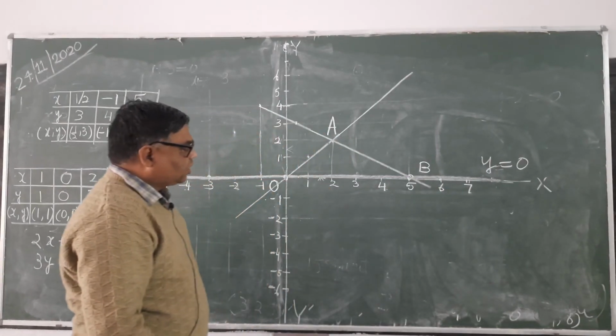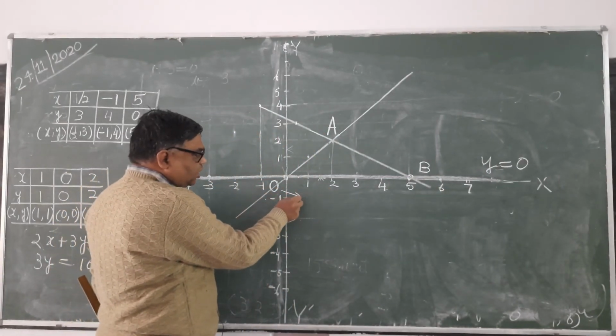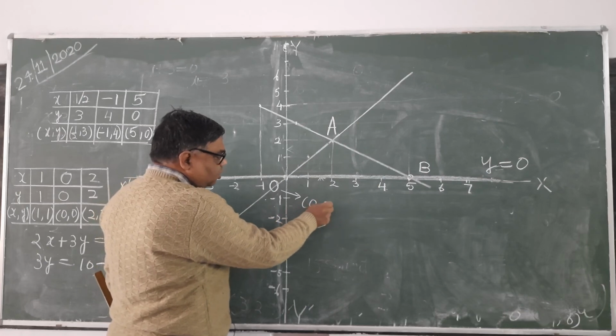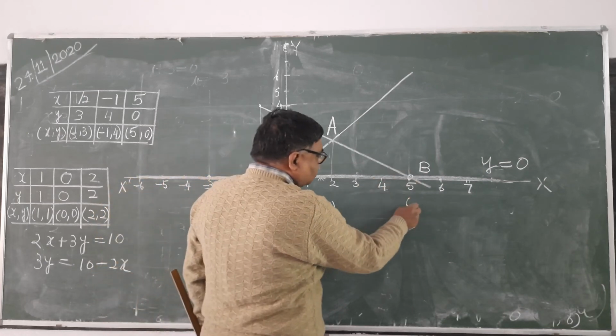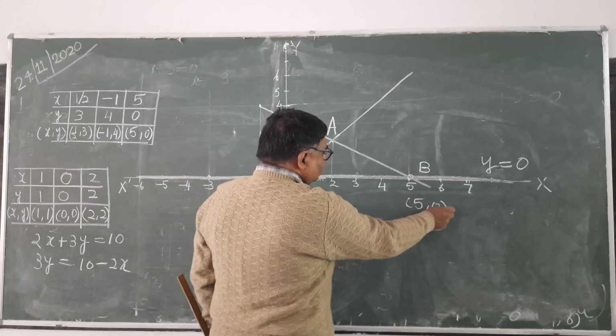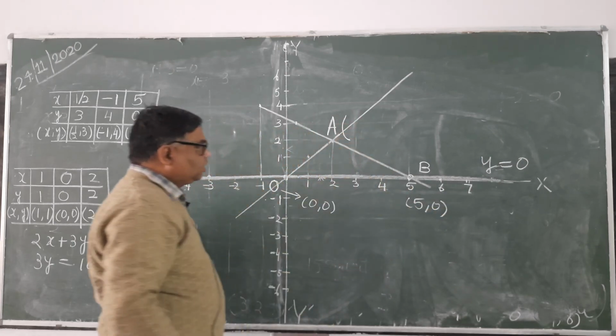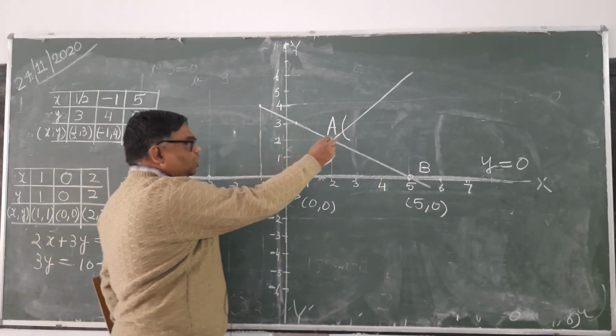What are the coordinates of the vertices? Coordinate of this vertex is 0 comma 0. Here it is 5 comma 0. And if you see A, it is in front of 2 and 2, that is 2 comma 2.